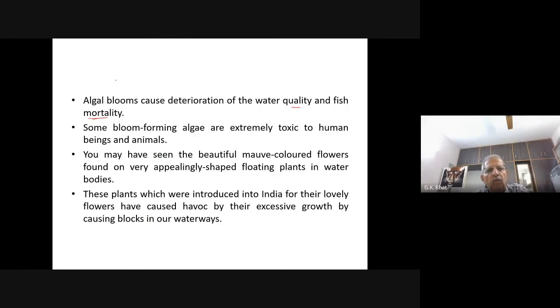So algal blooms cover the entire surface and they deteriorate water quality and cause fish mortality. Some bloom forming algae are extremely toxic to human beings and animals. You may have seen the beautiful mauve-colored flowers found on the very appealing shaped floating plants in water bodies. I am referring to water hyacinth, Eichhornia. These plants, which were introduced into India for their lovely flowers, caused havoc by their excessive growth, causing blocks in our waterways. Look here.